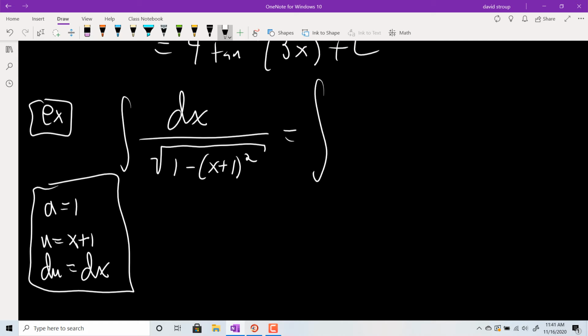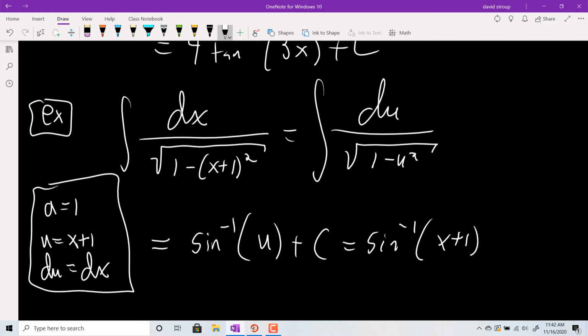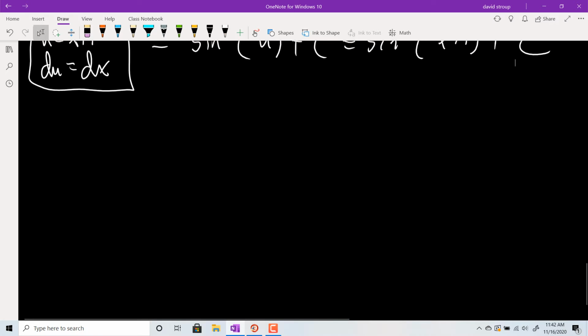So we can rewrite the integral of dx with the du now, all over the square root of 1 minus u squared. It's in our form. So that's going to be arc sine, or sine inverse, of u plus c, and then back sub. So we get sine inverse of u, which is now x plus 1, plus c. Okay, let's keep carrying on. Another example.